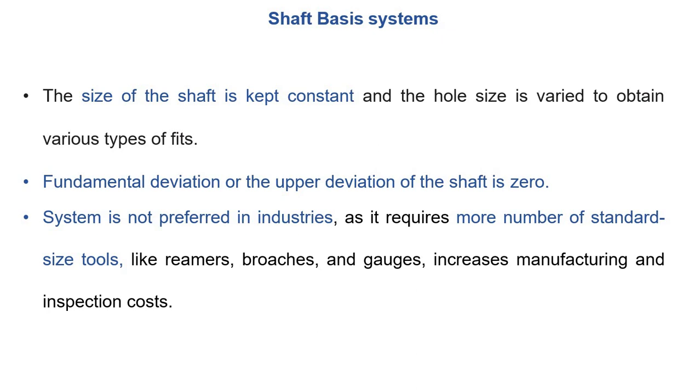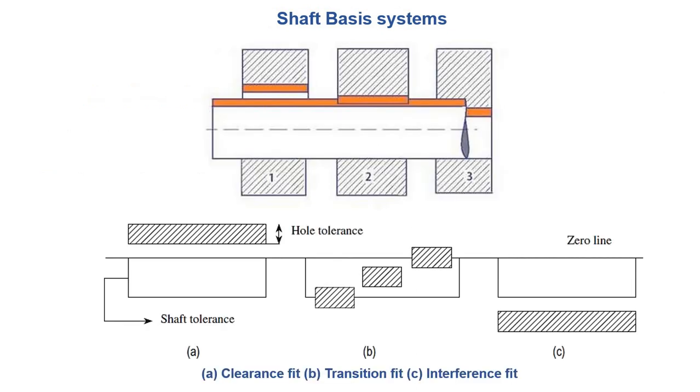The fundamental deviation or upper deviation of the shaft is zero. This system is not preferred in industries, as it requires more standard size tools like reamers, broaches and gauges, increasing the manufacturing and inspection cost. Okay, we can see from this figure that the shaft size is kept constant and we are varying the size of the hole. Imagine that we are producing a shaft on a lathe and that size is kept constant. To have different types of fits, clearance fit, transition fit and interference fit, we vary the size of the hole.